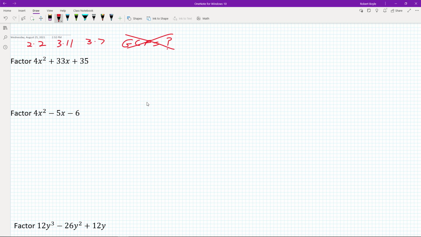So now we can find the product of 4 and 35. 4 times 35. Well, 35 times 2 is 70. 70 times 2 is 140. So that is our product of A and C. Now we want to find factors of 140. So what are the factors of 140? Well, there's 1 and 140, but that sums to 141, so that's not going to work. There is 2 and 70.